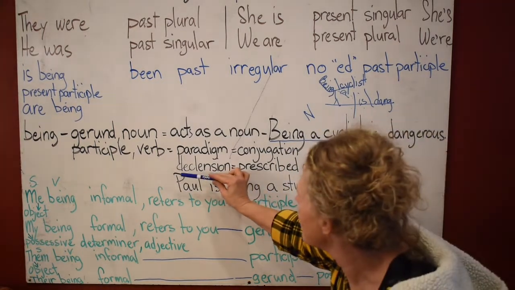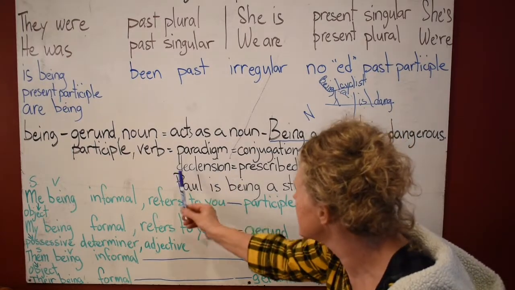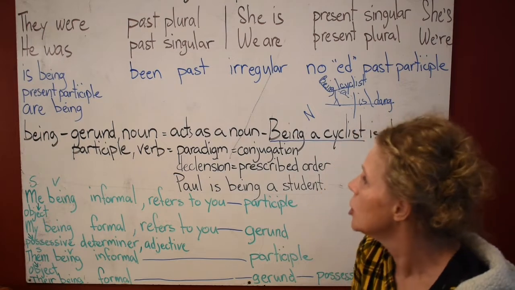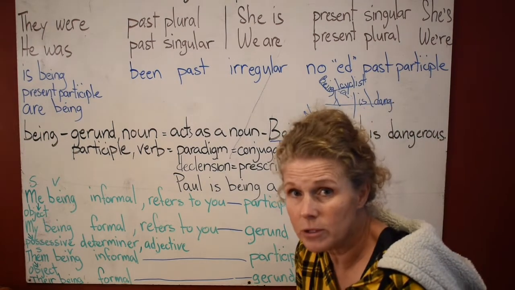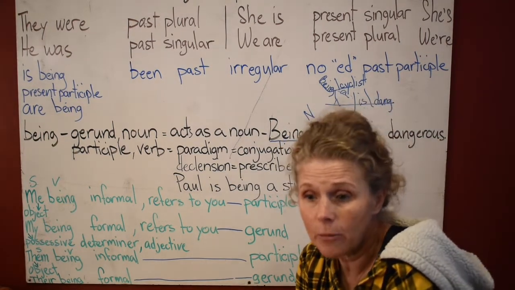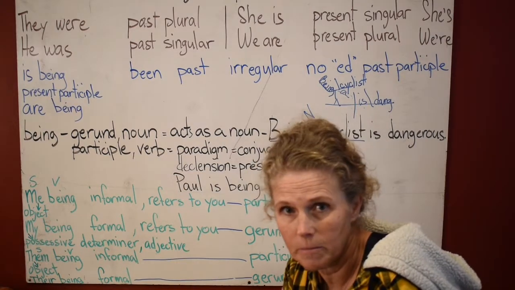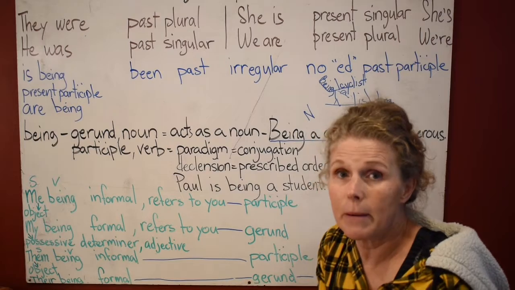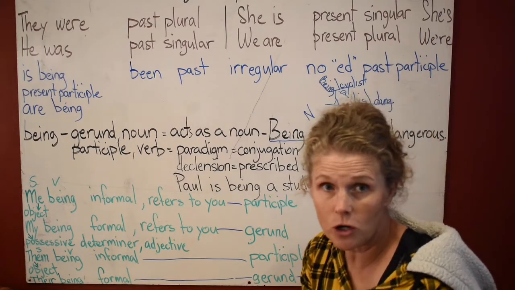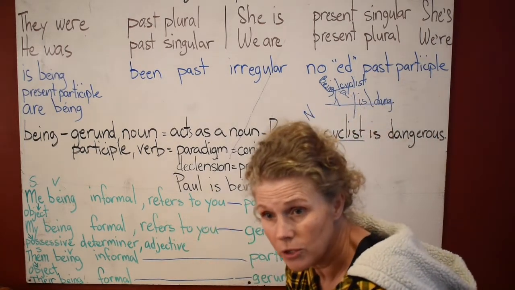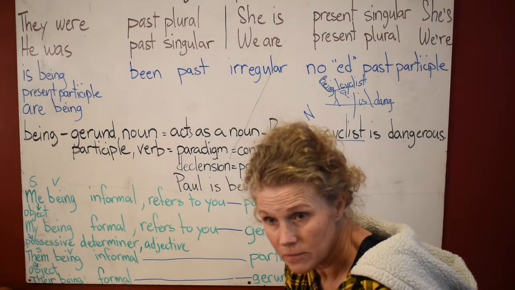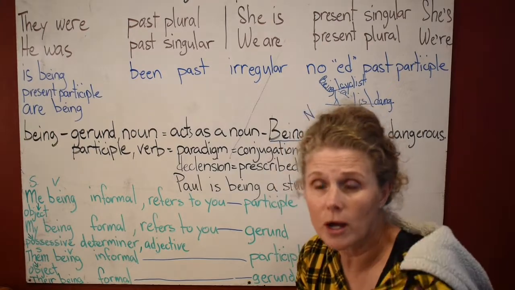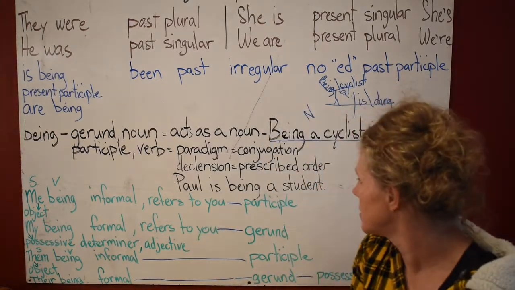Okay, so now it's also a declension, which means it's a prescribed order in which it goes. You have your noun, then you have a helping verb, and then your action verb, okay? That's typically how it goes. Now, it can be switched up, but most of the time, it's your helping verb, then your action verb. Your auxiliary verb, then your action verb.